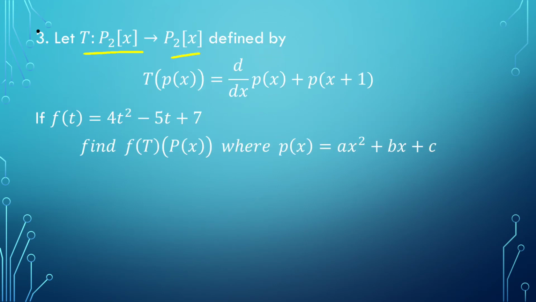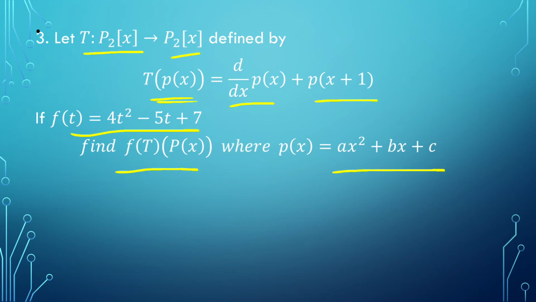So what is happening there is the combination of the way the operator is applying. It is getting the derivative of p(x) first, and then adding the shift p(x+1). We are given that the function f(t) is 4t squared minus t plus 7, and you want to find the transformation of f(t) to p(x), where p(x) is basically a quadratic expression.